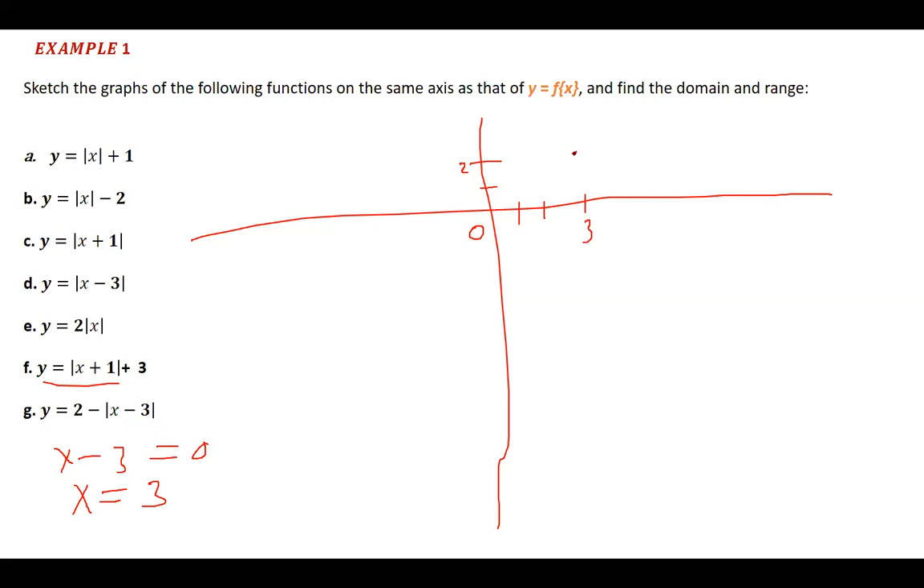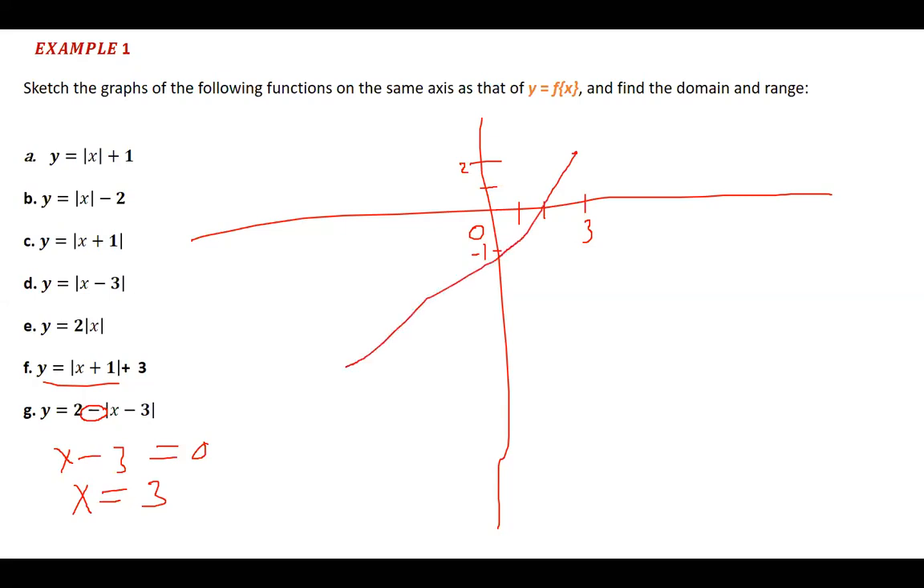So this point is the turning point for the lines that we're going to draw. Then, is it going to face up or down? The facing up or down is determined by the sign in front, and in this case we have a negative, meaning it's going to face down. When you put a 0 where there's x, you remain with 3, so it's 2 minus 3, which is negative 1. So it's going to cut the y-axis at negative 1.